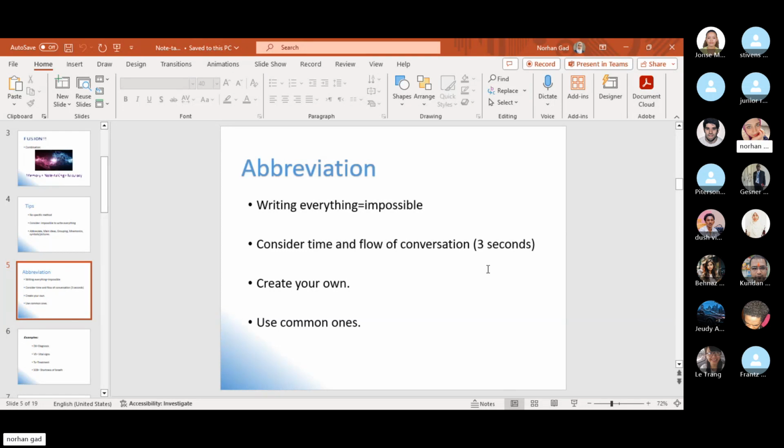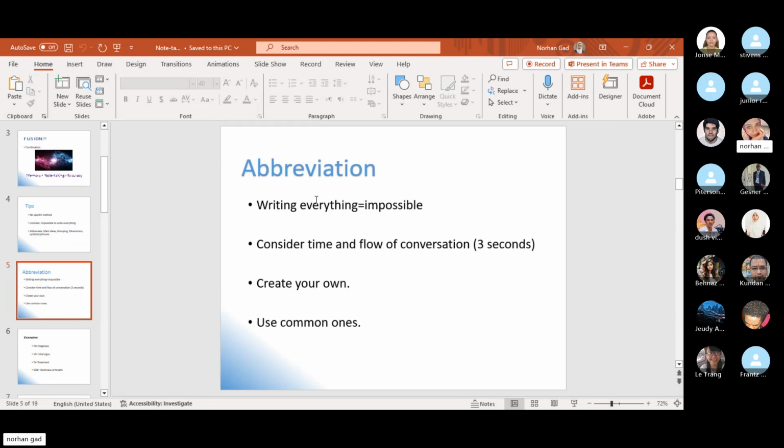Okay? So again, consider that it's impossible to write everything down. Consider that you have 3 seconds only to start your rendition after the speaker stops speaking. Consider again that your speed is slower than the speed of the speaker. So you have to make sure again that you are using the proper method that's going to help you with those points. With the speed, number one.